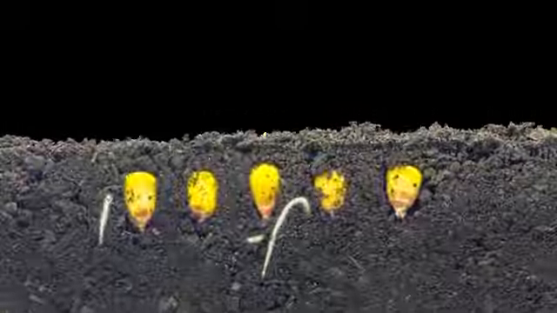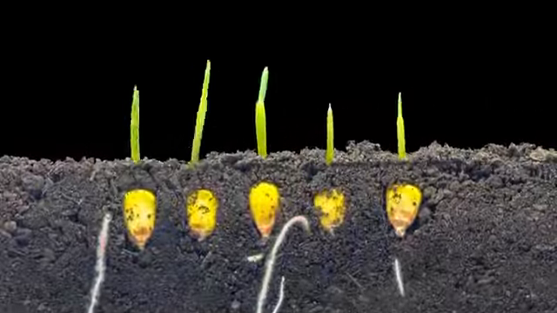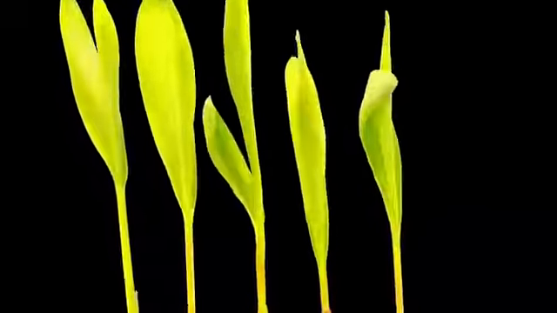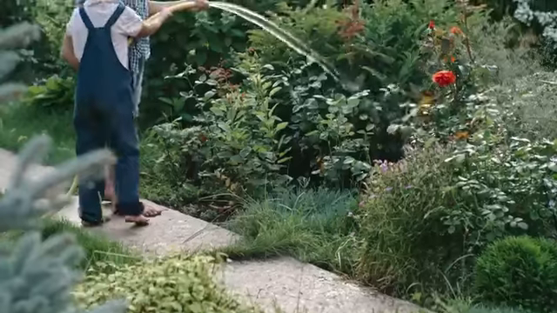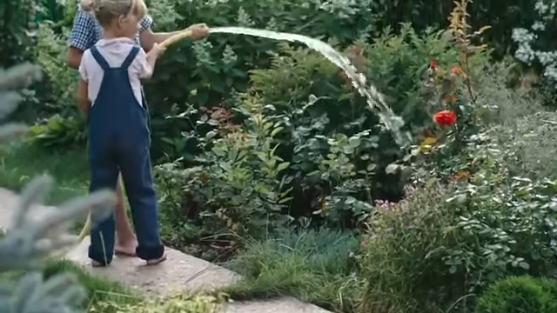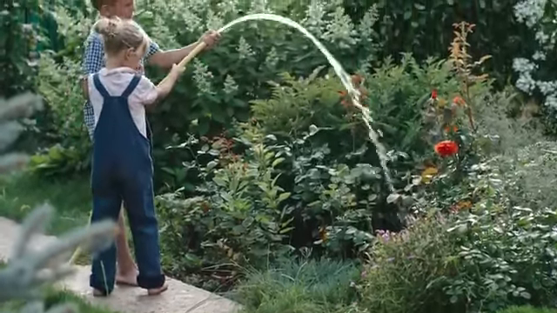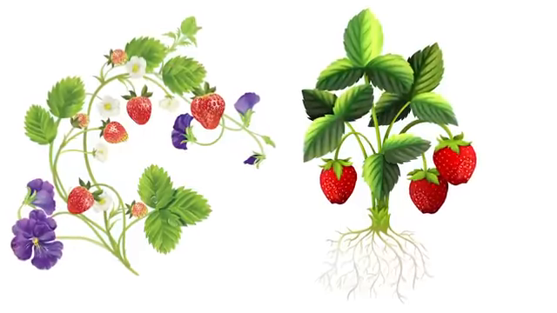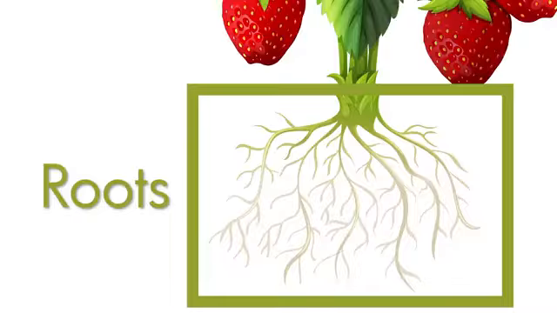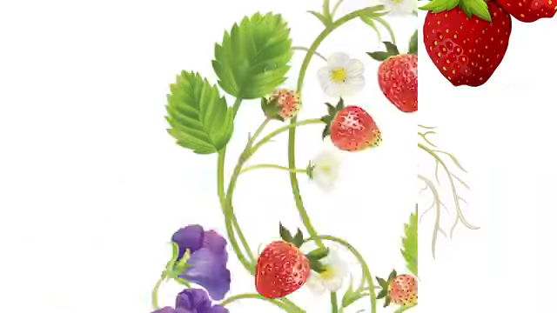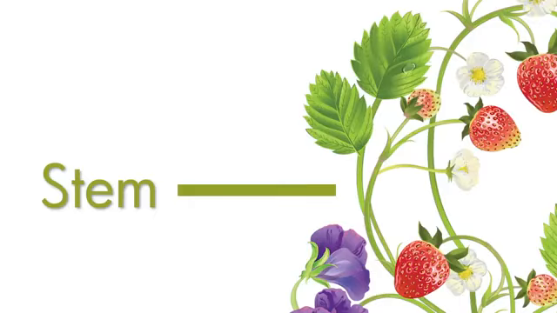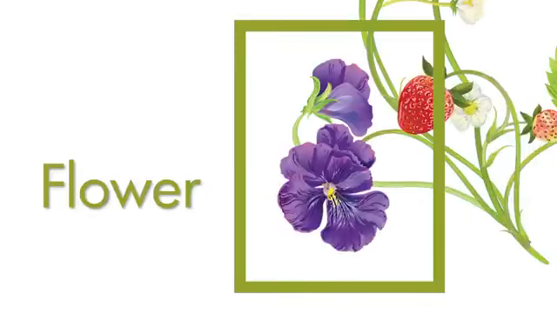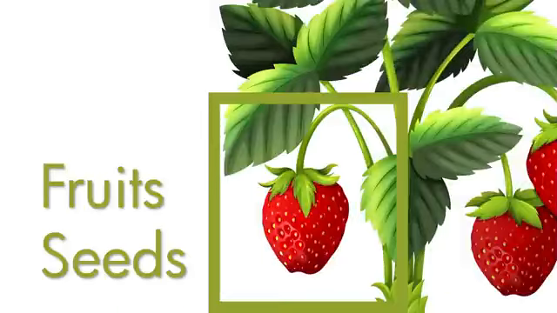Plants have their own parts, such as their roots, their stems, their leaves, and their flowers, and they all have their own unique purpose. Each small part of the plant plays a vital role in making sure the plant survives and thrives. Here are the basic parts of every plant: the roots, the stem, the leaves, the flowers, the fruits, and the seeds.